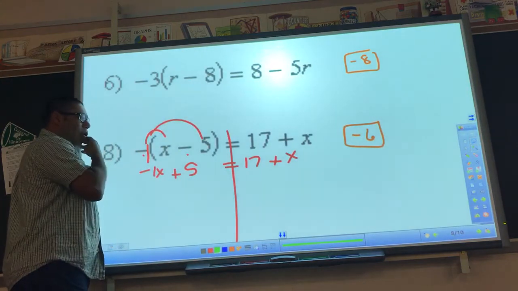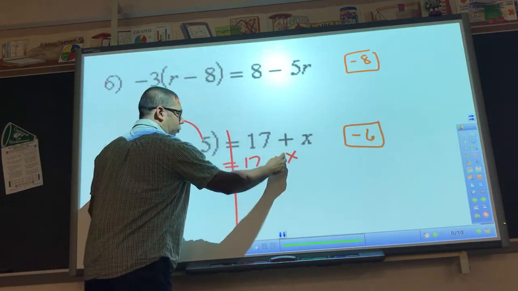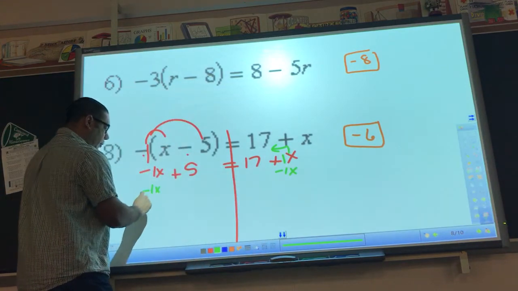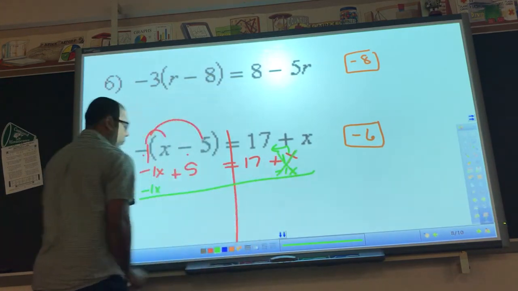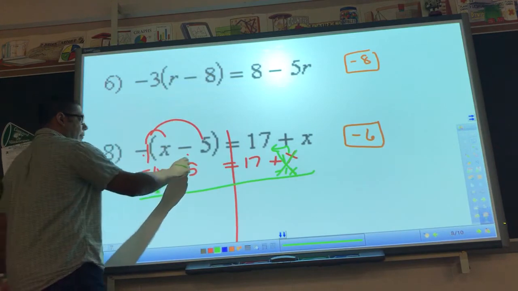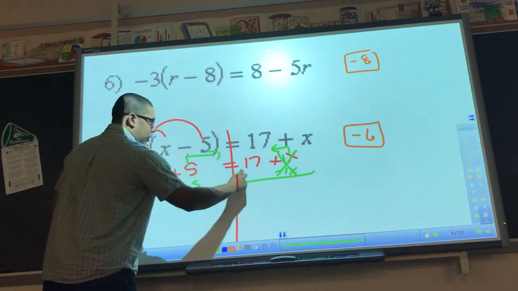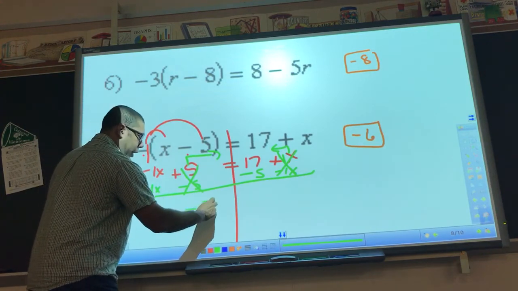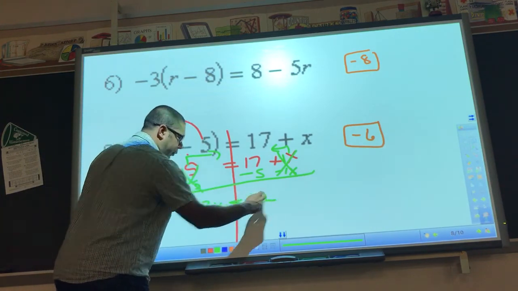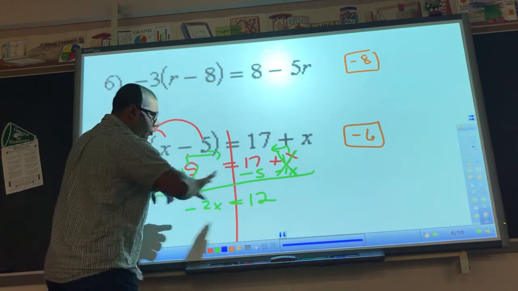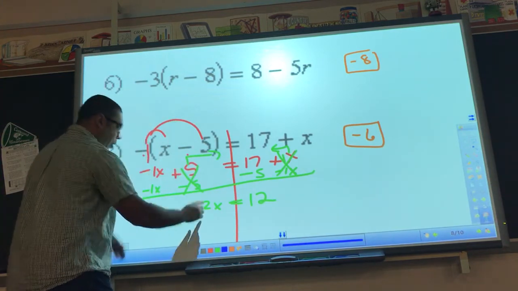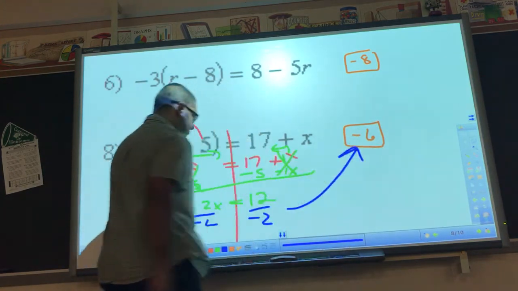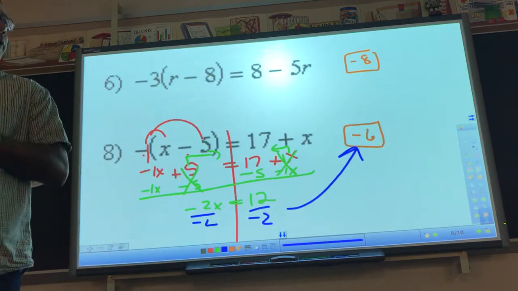And now I need to organize. So positive 1x. I'm going to add negative 1x to both sides. Since my x's are going to be on the left, I have to move the 5. It's a positive 5, so I add negative 5. Now I end up with negative 2x equals 12. Then once you get them on opposite sides, you may finish it. Divide by negative 2, and that's going to give you x equals negative 6.